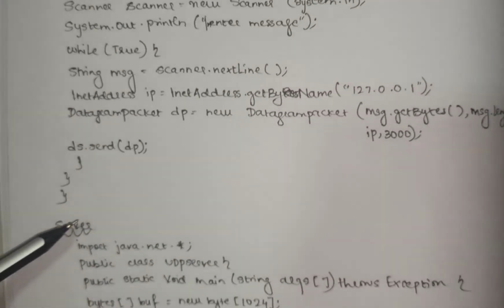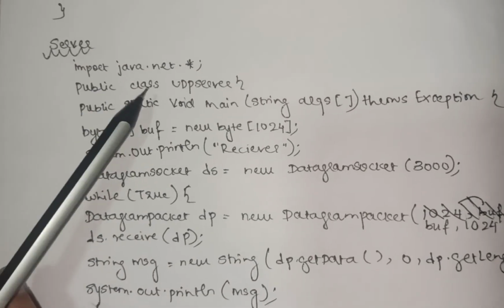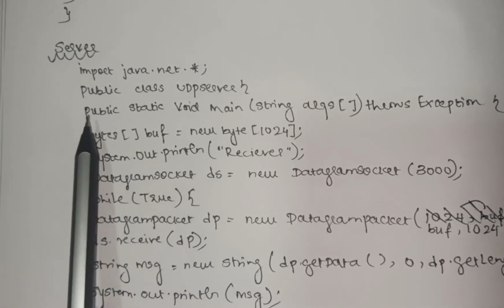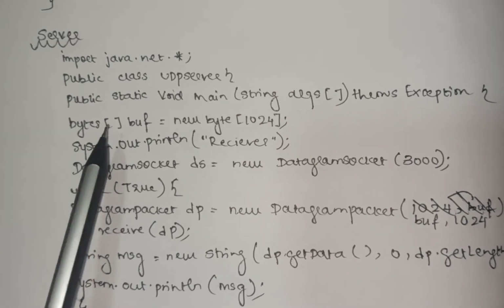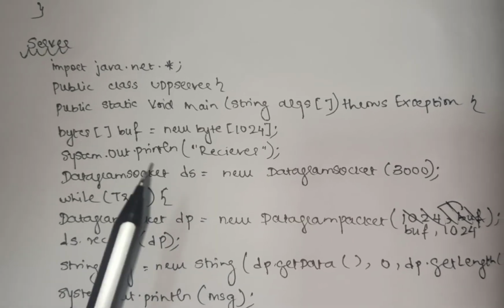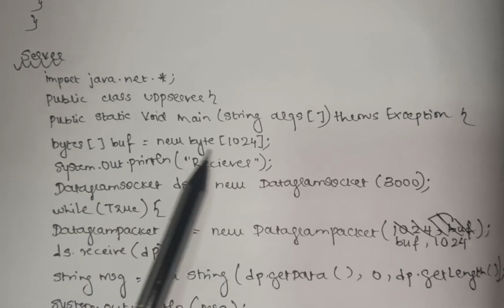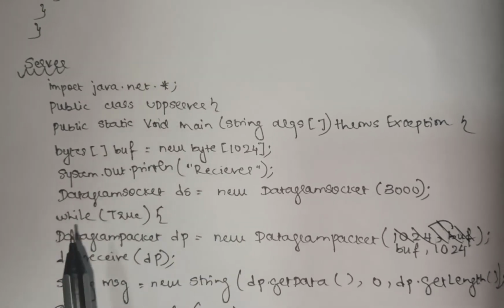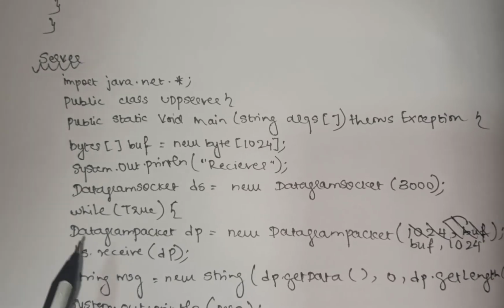Coming to the server program. So in the server program, firstly you'll import java.net.*, after which again public class UDPServer. Then you have the public static void main, which will have an exception again, after which you initialize a buffer, that is in order to store the message that is sent by the client. So you use a buffer, that is byte[] buff, and it will have a size of 1024. Then you'll print it as a receiver. Then you will have a datagram socket that will be created in order to interact with the port number.